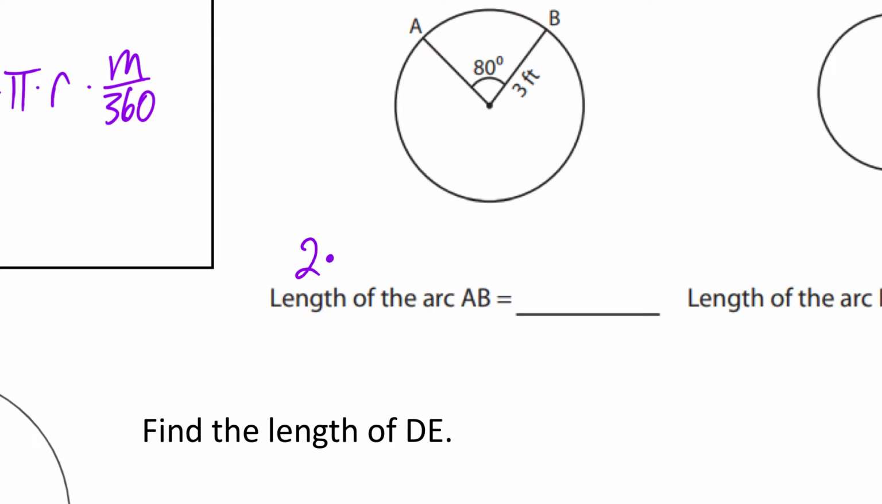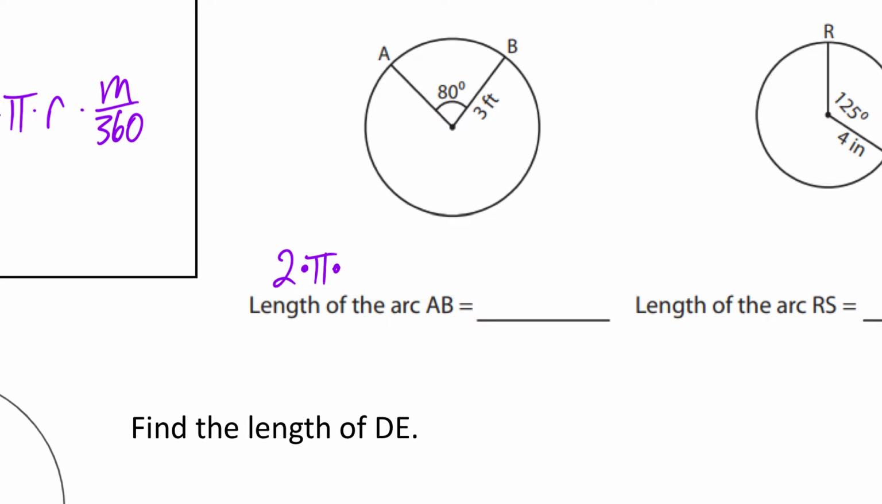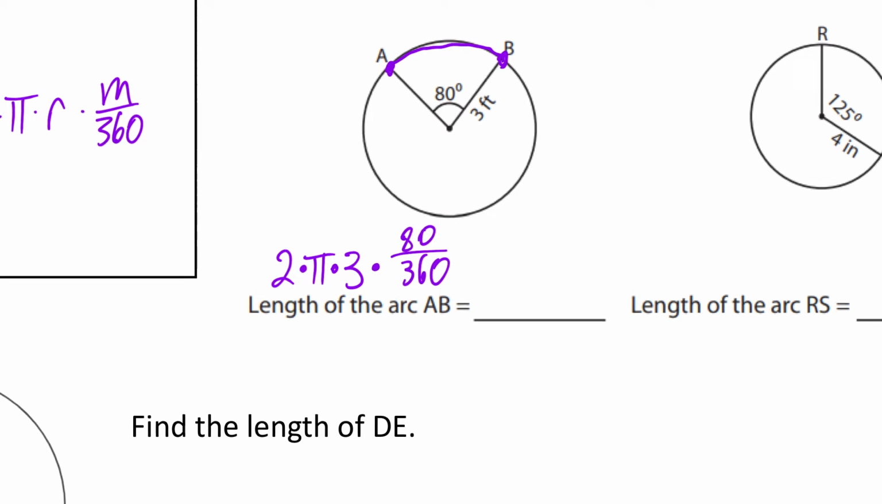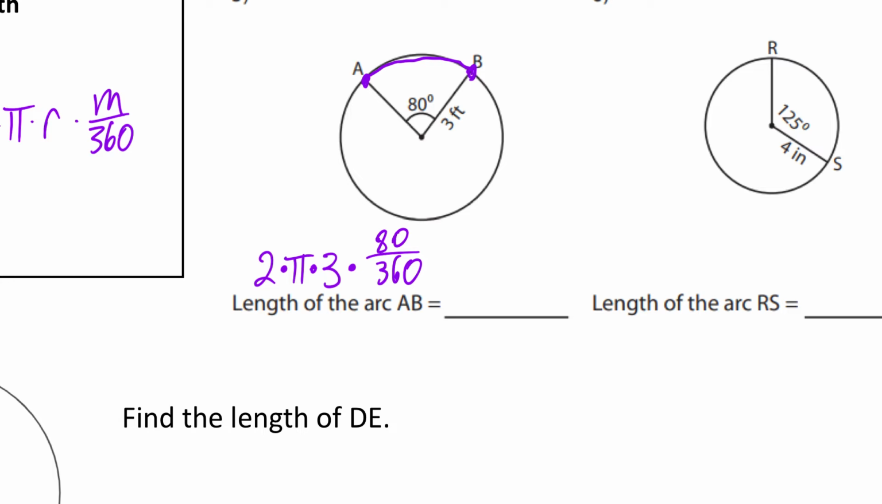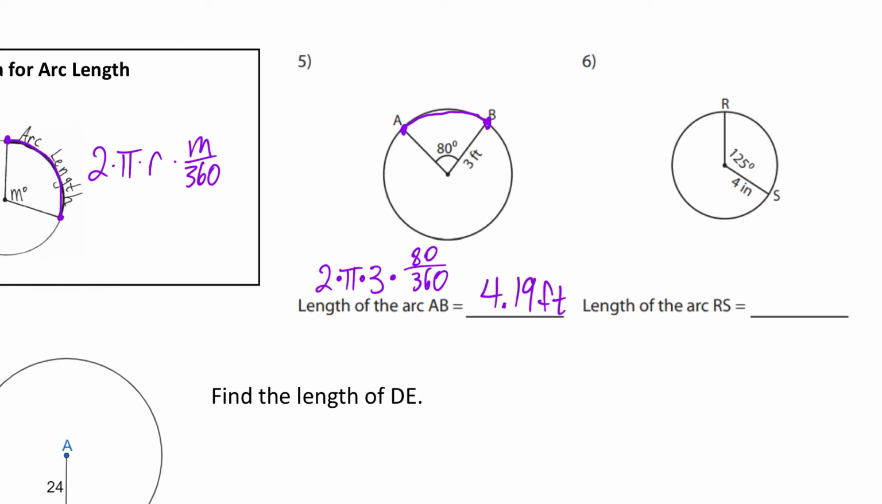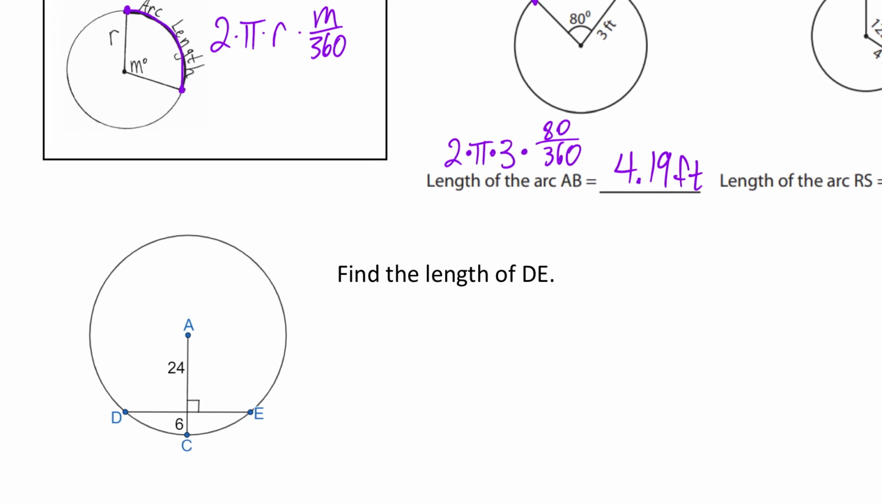Okay, so it's 2 pi times, how long is the radius of this one? 3. Times what's the measurement of that angle? 80, because I'm looking for this arc AB from here to here, over 360. So 2 pi times 3 times 80 over 360. Okay, what does that give you? 4.19 feet. All right, number 6, exact same thing. I'm not going to work another problem like that.